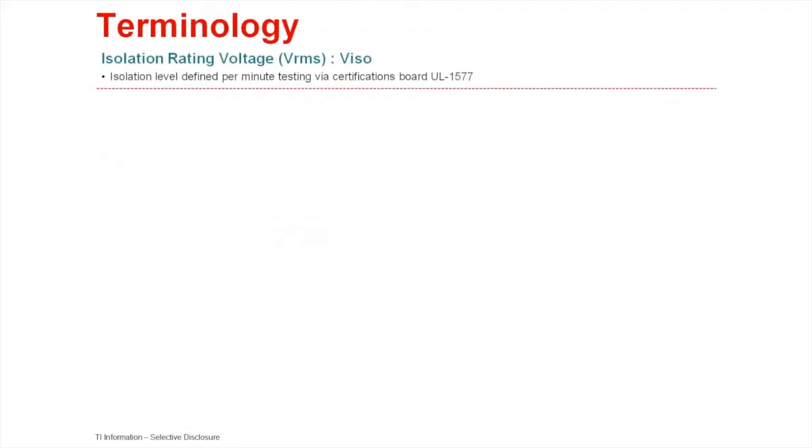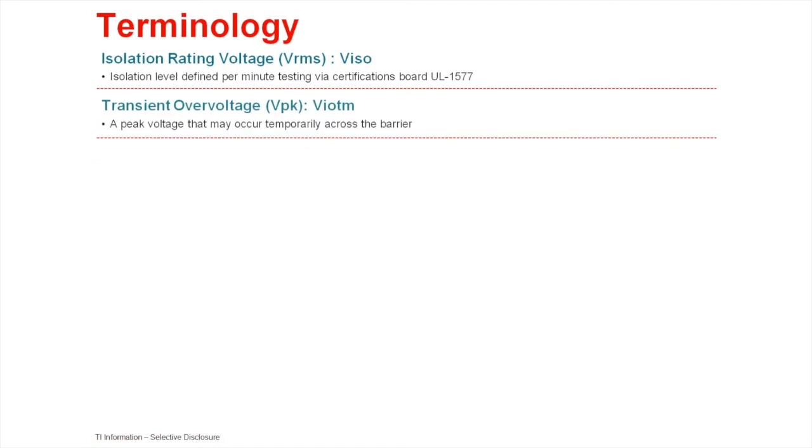Let's get into some terminology. First, we have the isolation rating, also typically given in VRMS and listed as the spec VISO. This is the isolation level defined per 1-minute testing, usually through certification boards such as UL, garnered through specification 1577. Next, transient overvoltage rating, typically given in VPeak, also associated with spec VIO-TM. This is a peak voltage that may occur temporarily across the barrier.